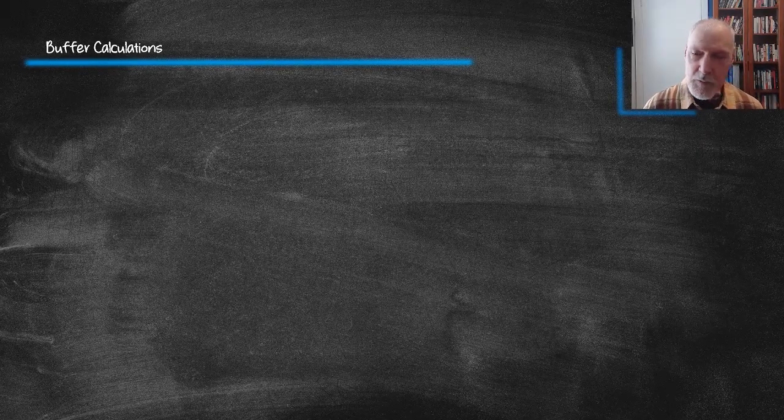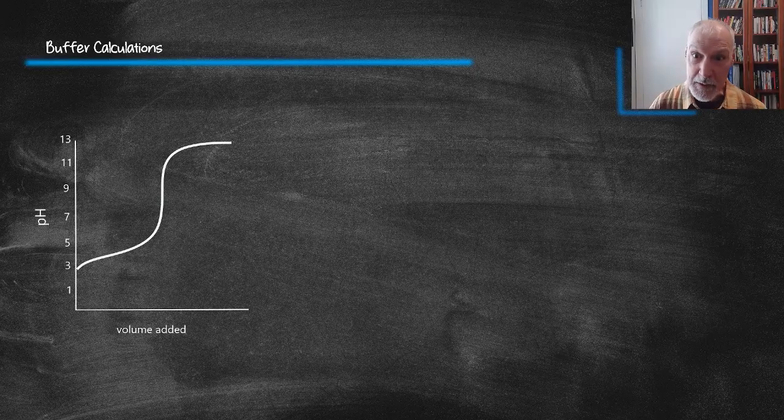Hi. In this program, we're going to take a look at buffer calculations. Let's first review a little bit about buffers. Here we have a titration curve between a weak acid and a strong base. The region that I've highlighted here in red indicates what we call the buffer region. In that region, we have both present a weak acid and its conjugate base.